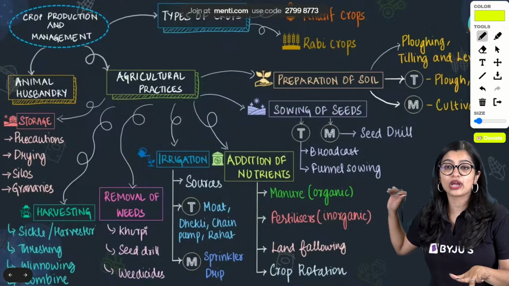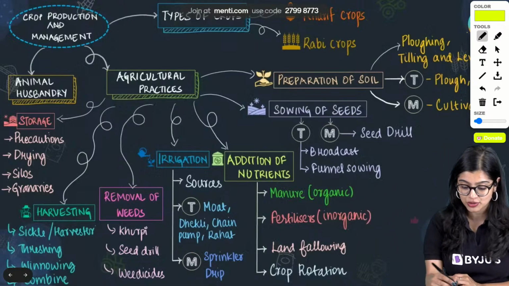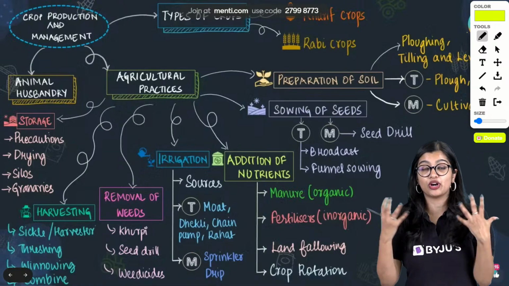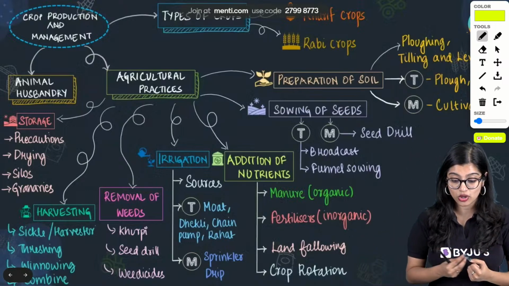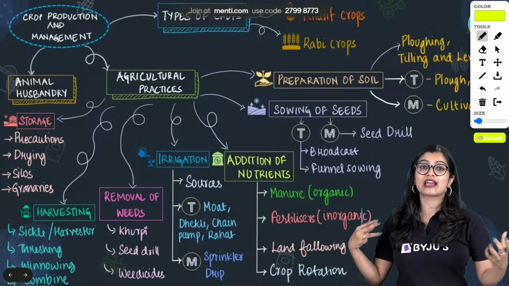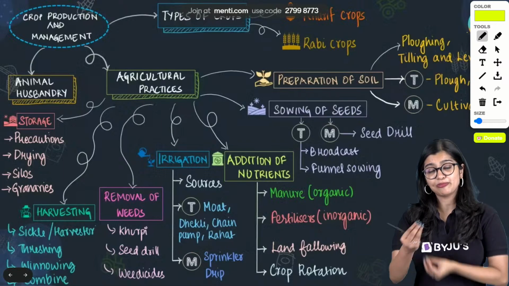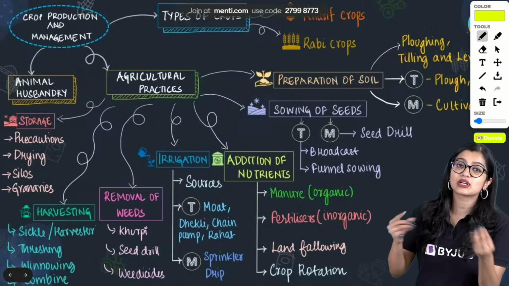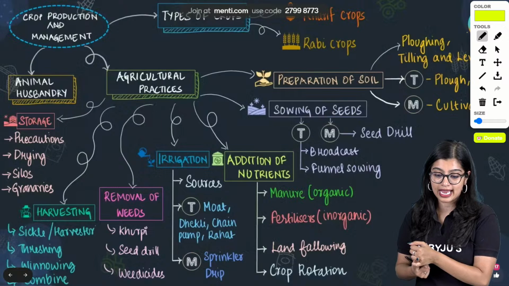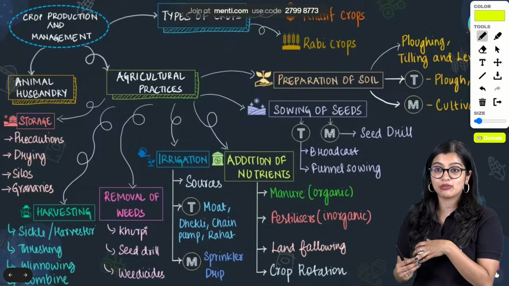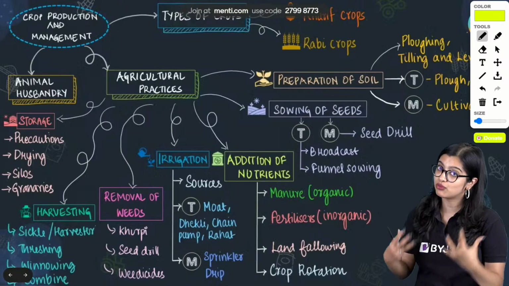So as you all know, in this particular chapter, crop production and management, we learned that crop production mainly comes under the ideology of agriculture, and we know that agriculture is a branch of science that deals with cultivating crops at a large scale and of course rearing animals or livestock for our food benefits.